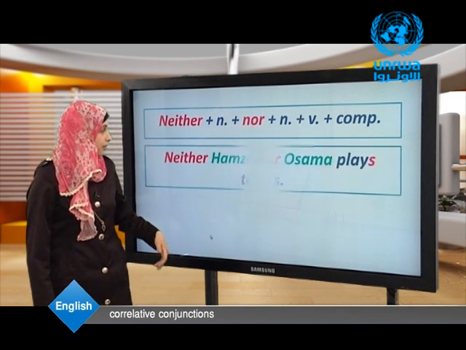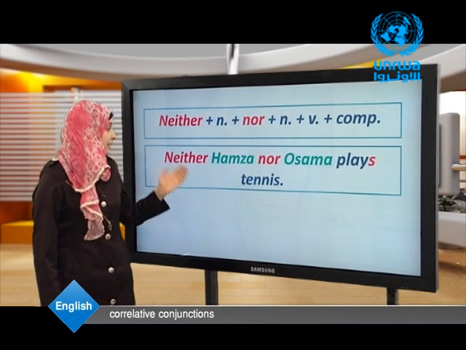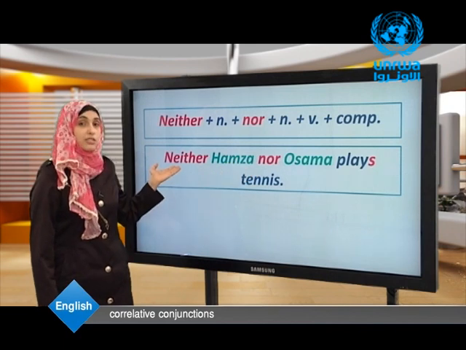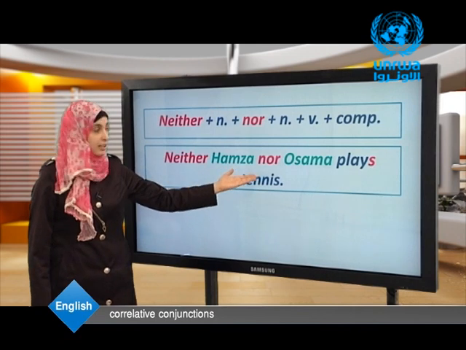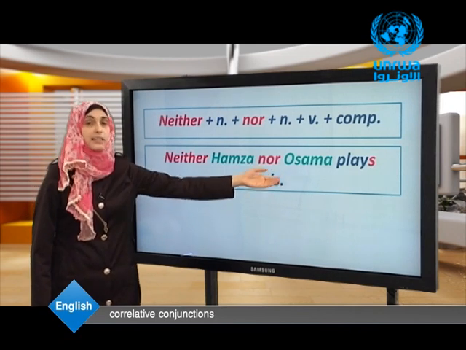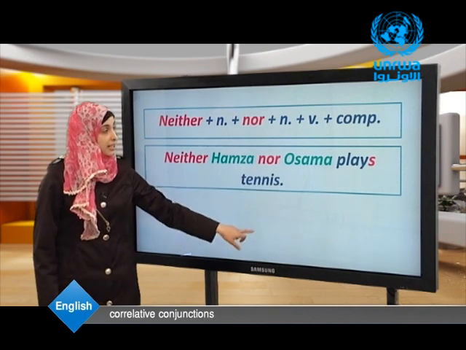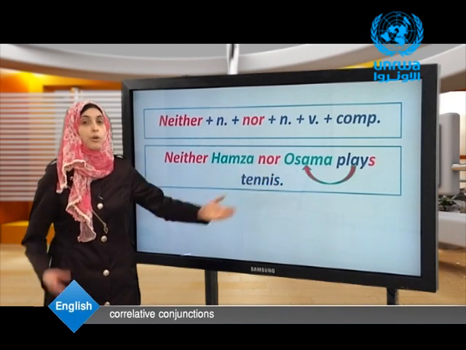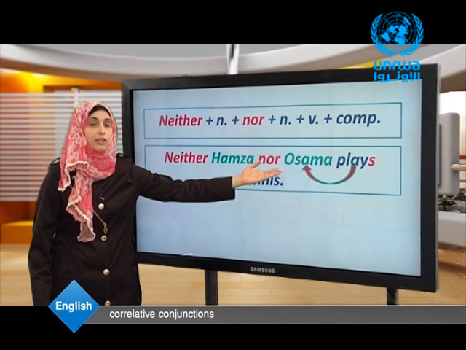Let's see an example. Neither Hamza nor Osama plays tennis. Notice here we have started with neither, then the first noun Hamza, nor, the second noun Osama, and then the verb plays and then the complement. Why did we use plays here? Because it refers to the closest subject, which is Osama. Osama is singular, so we should use plays in the singular form.